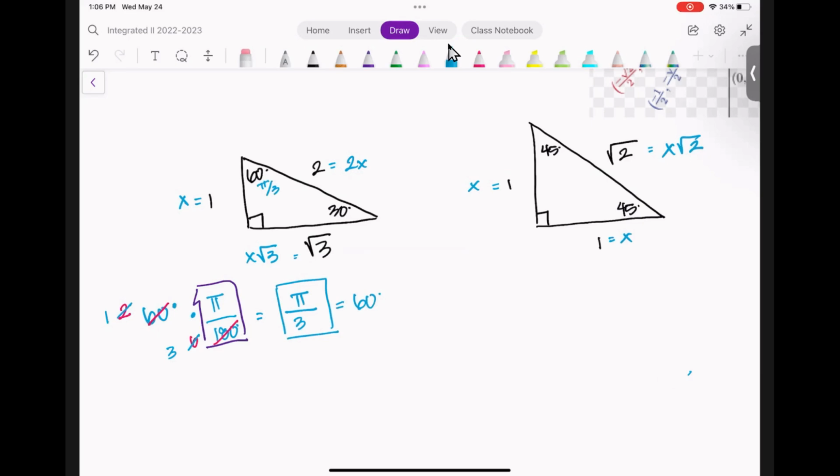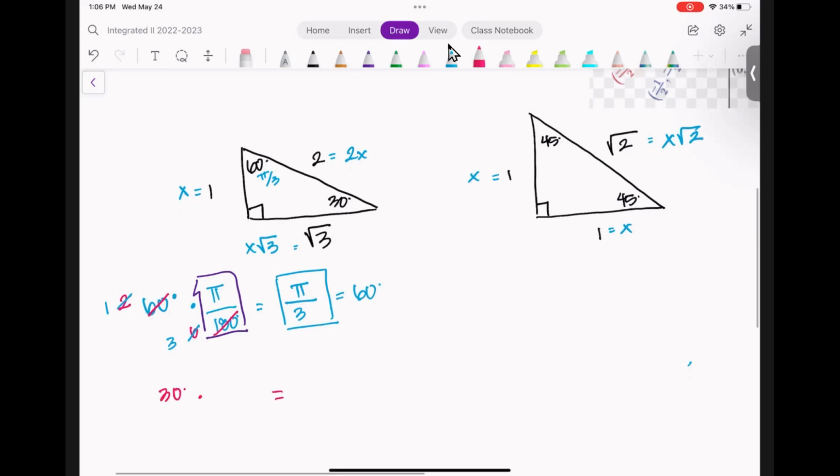Similarly, I would want you to do that with 30 degrees. So here is where you're going to practice. You're going to convert 30 degrees. And then over here, you're going to convert 45 degrees.